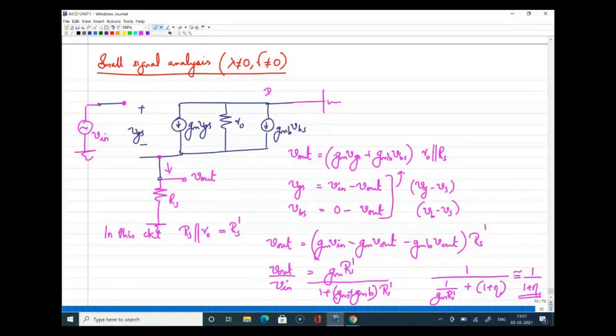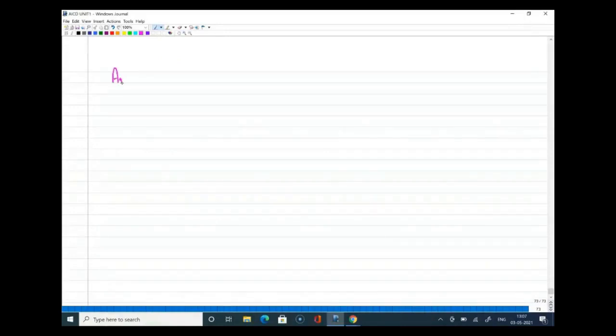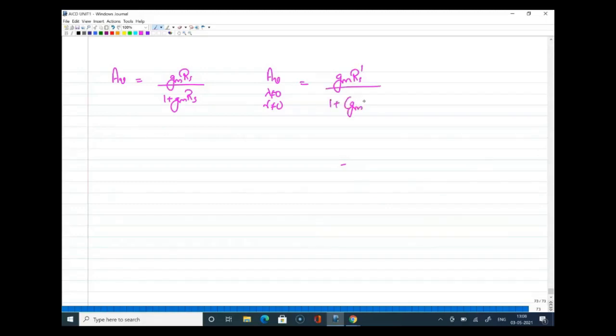So if I look at these expressions, the initial gain I wrote is GM RS by 1 plus GM RS, and now the gain with lambda and gamma I have written as GM RS dash divided by 1 plus GM plus GMB into RS dash. So you can definitely note the difference. In RS dash I have included R naught, and body effect should be added along with the GM in the denominator. That is how you should compare and see how channel length modulation and gamma have affected the voltage gain. I hope this is clear. If you have questions, you can ask now, or you can think over this.